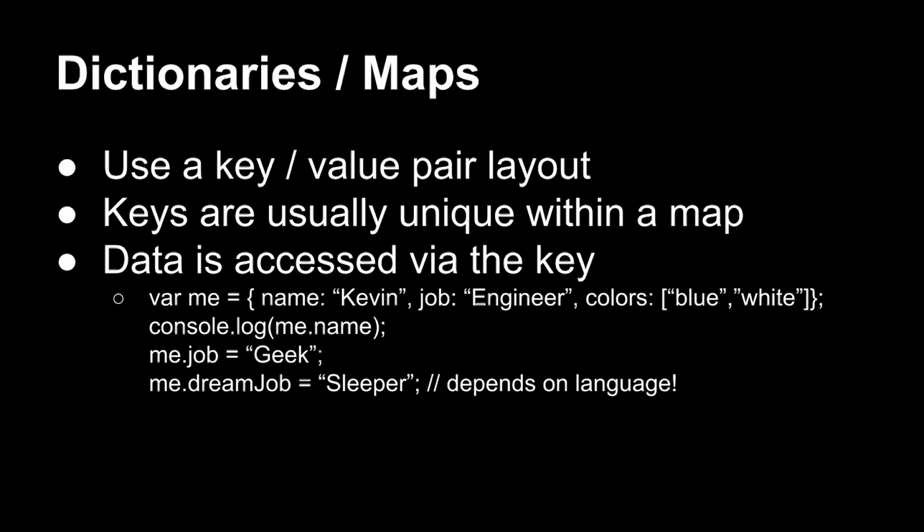Now, one thing to note is that depending on the language, you may or may not be able to add these additional values, these additional properties. But in something like JavaScript, it's very easy to just add a new property. And again, this is JavaScript. You'll see something different in Java and something different for C#.